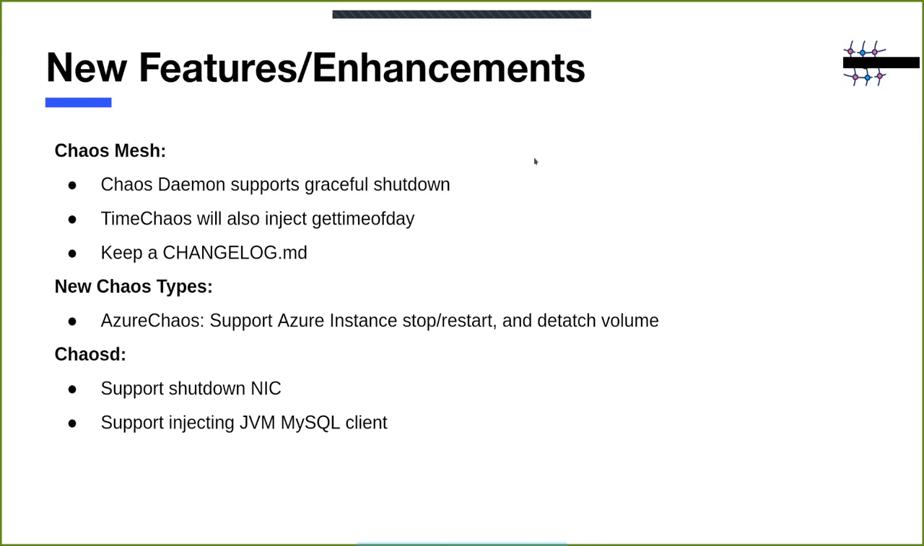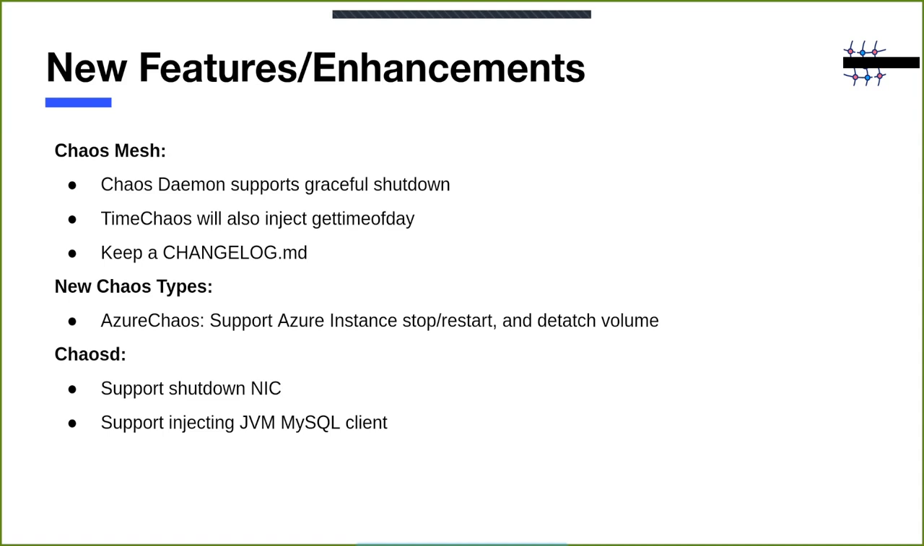And the time chaos will also inject time skew for not only the clock_gettime function, but also the gettimeofday function. As reported by the community, the Java standard library usually uses this function to get the time. What's more, if you are a user of Aether, you may want to try the Aether chaos, which can stop or restart the Aether instance or detach the volume. For the injection on a physical machine, we also supported shutdown and interface in Linux, and provide some wrapper on the JVM injection to help you inject into the MySQL Java client.